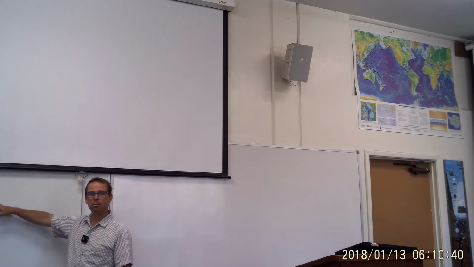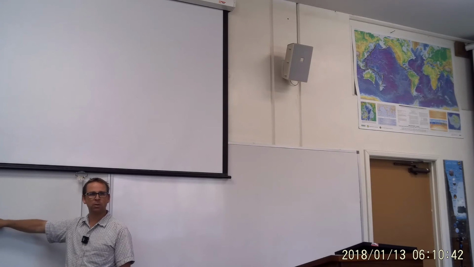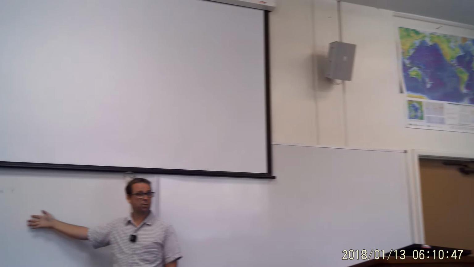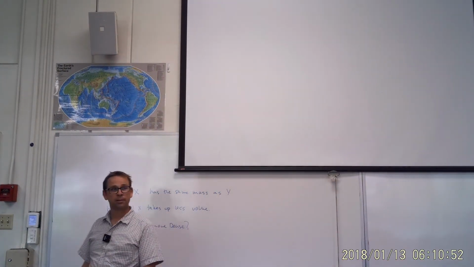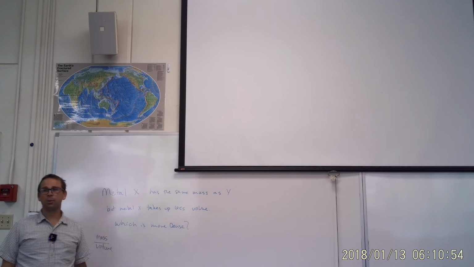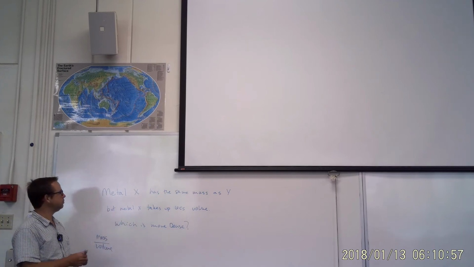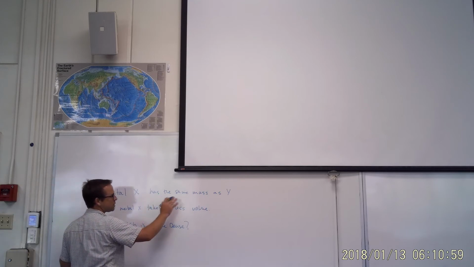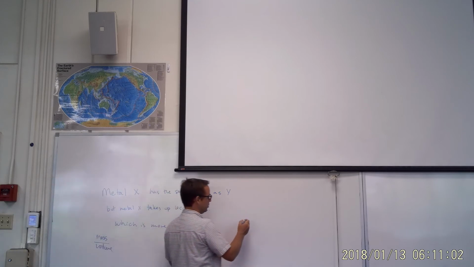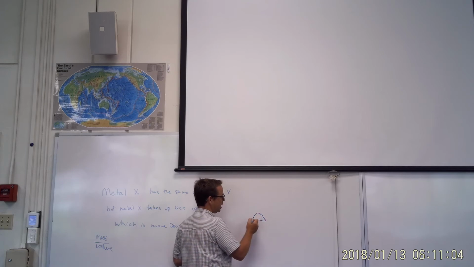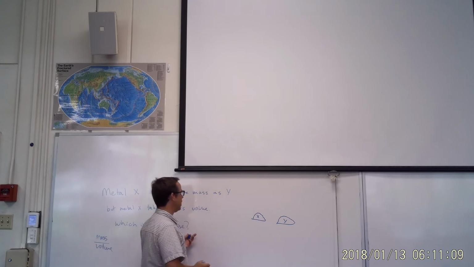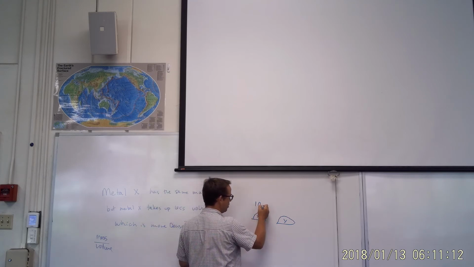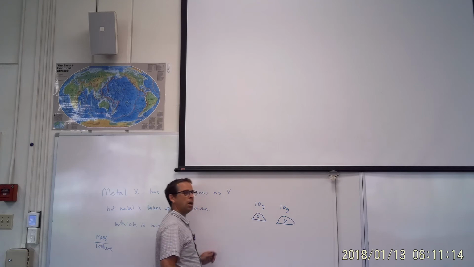Maybe it would help to give numbers to our masses and volumes for X and Y. Do we got it? Is it easy now? Okay, which one is it? Which one's more dense? Are we confident? Should we put some numbers up here? Metal X has the same mass as metal Y. I'm going to draw a picture. Okay? Here's a pile of metal X, and here's a pile of metal Y. Metal X has the same mass, so I'm going to say 10 grams. 10 grams. All right?